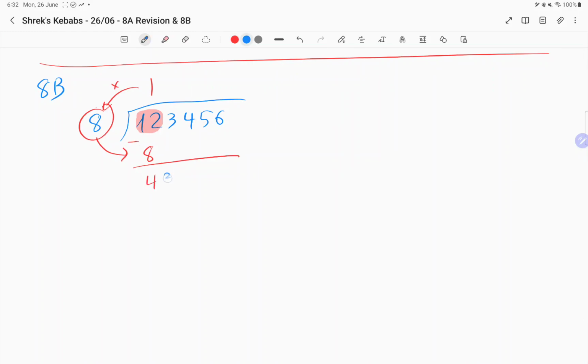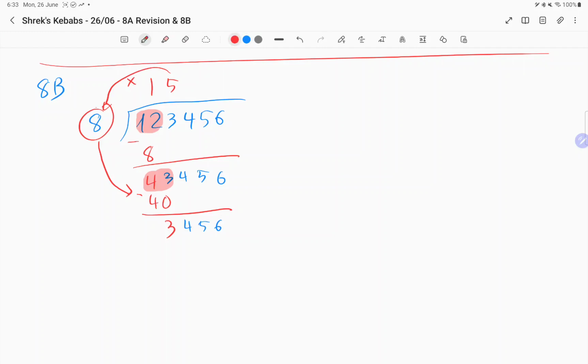Then you start dropping all the other numbers down: 3, 4, 5, 6. Next, we take the first two numbers again, 43. Once again, which number, when you times it by 8, will be closest to 43? 5, because 5 times 8 is 40. You see that process now? Then you do the subtraction. Remainder 3. Drop the other numbers, 4, 5, and 6, and just keep repeating.